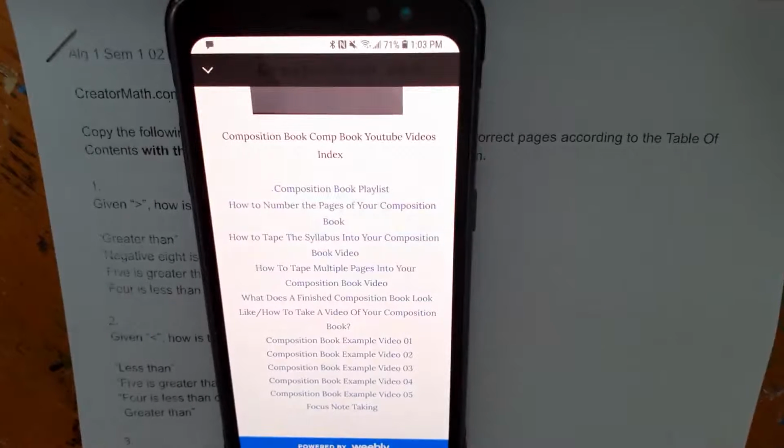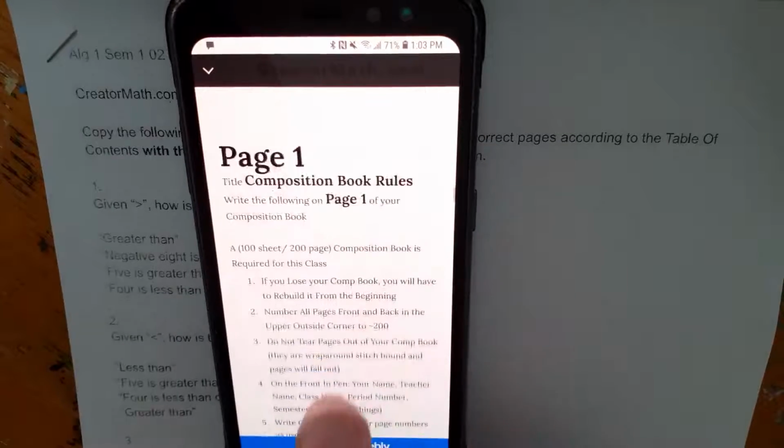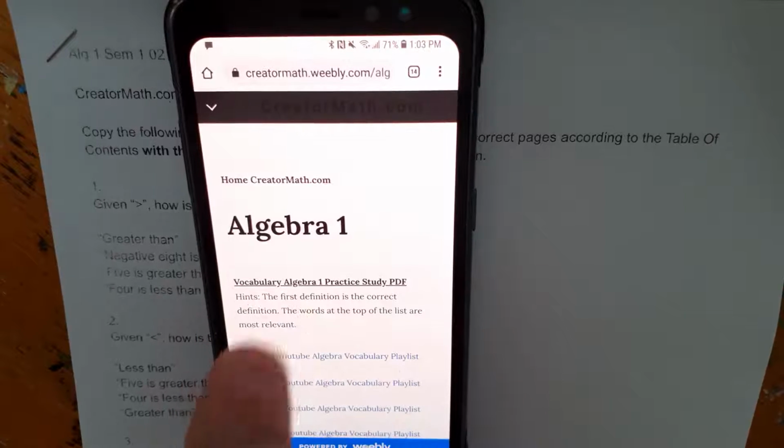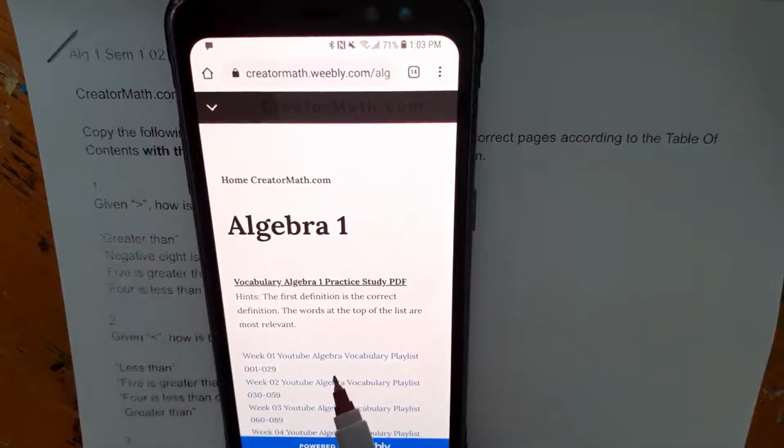Follow those. And follow the turn-in dates and the instructions. Then we're going to go to notes. And if you're doing all that, you should have a 90 to 100% on your comp book. We're going to go to the content where this has got all the notes, the video lessons, the problem sets, and of course the vocabulary.